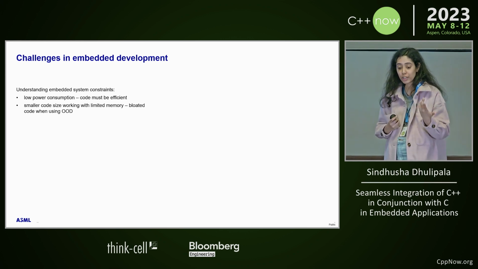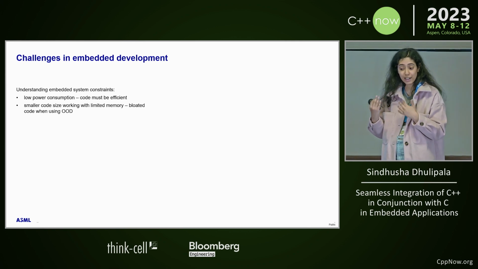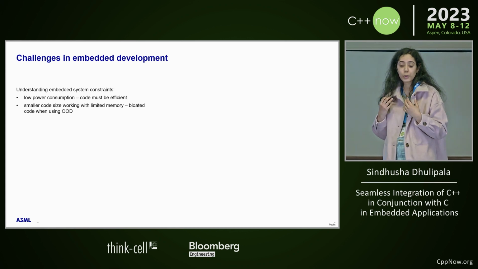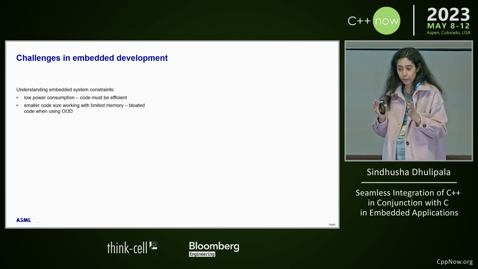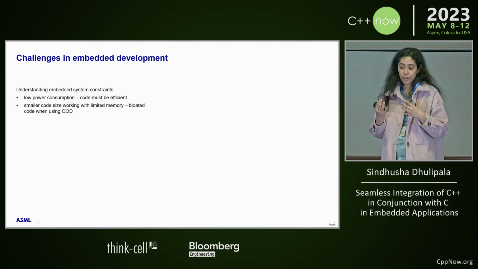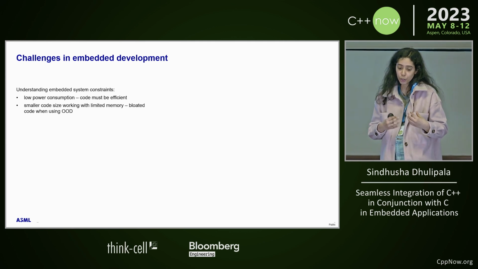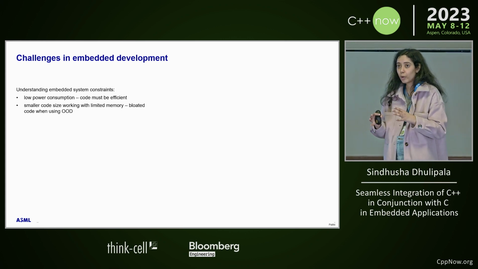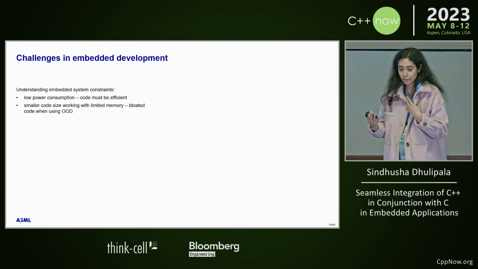Number one, we have low power consumption. So if you want to write code, even with C++, we have to make sure that the code is very efficient. We can't have unnecessary processing because that does involve power consumption. You have smaller code size because we're working with limited memory. We don't want bloated code, but that's a bit of a trade-off. If you have the ability to work with slightly bigger memory, it's okay to switch to object-oriented programming just because it can help you maintain the code base and gives more ease of design and ease of development.